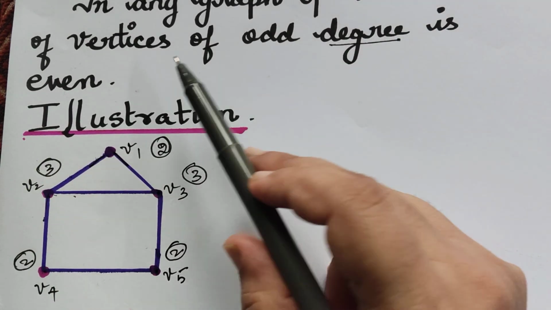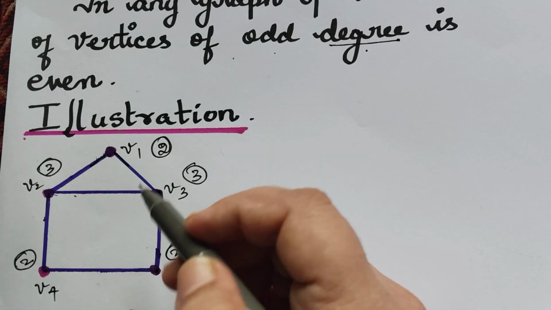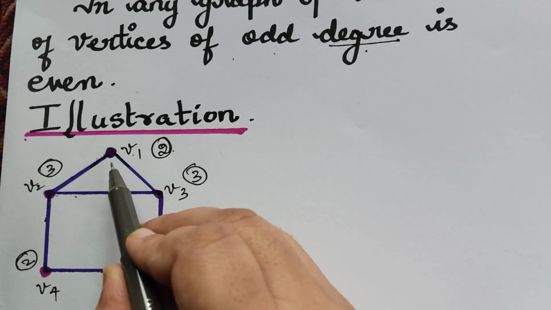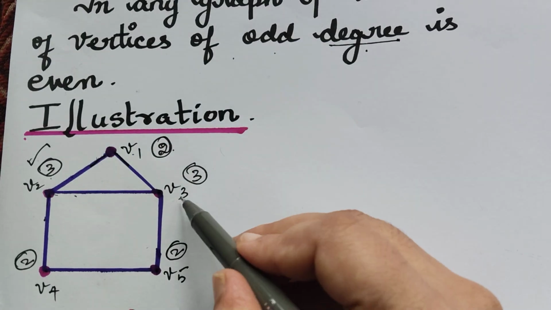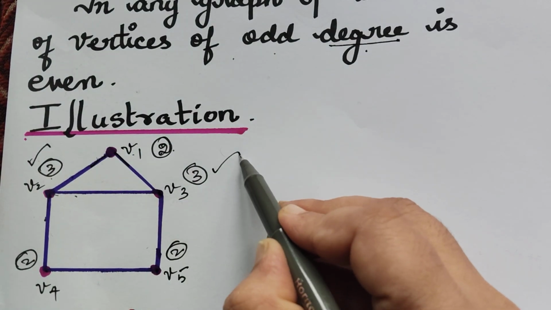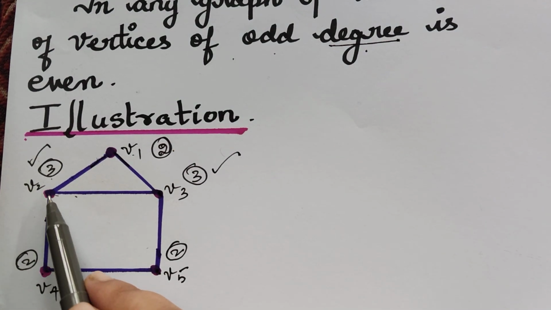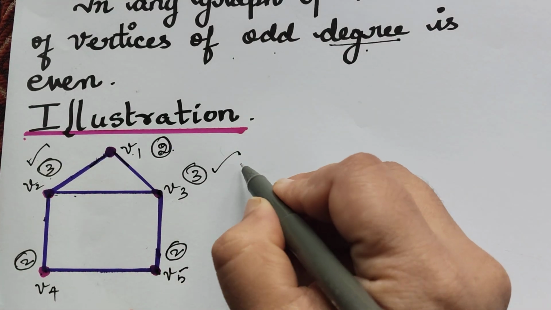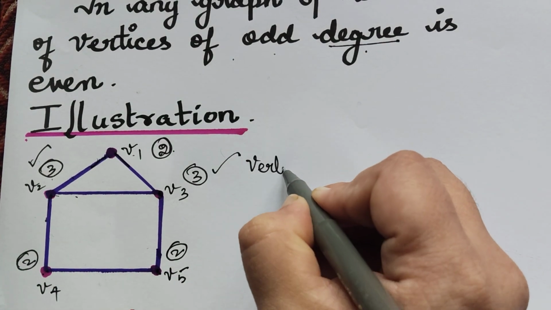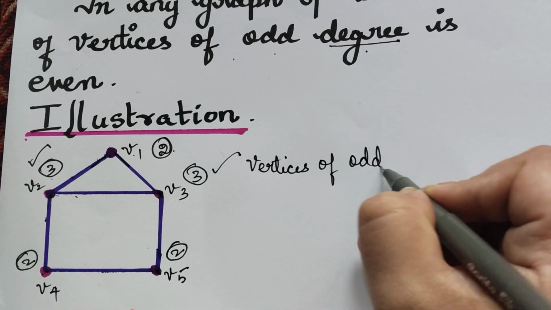We want the vertices of odd degree. So what are the vertices with odd degree? This is even because it is 2. This is 3, so this is an odd degree vertex. So this is also an odd degree vertex, whereas these two are even degree vertices. So now we are concerned about the vertices of odd degree.